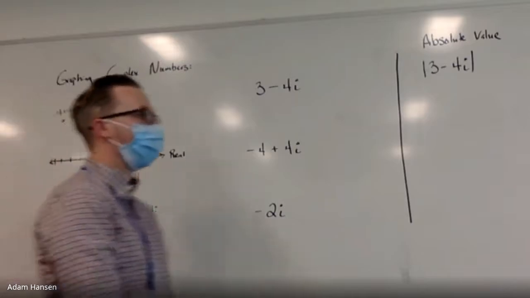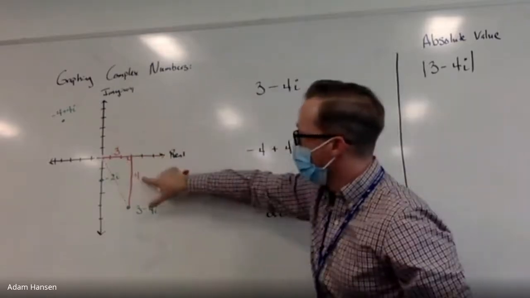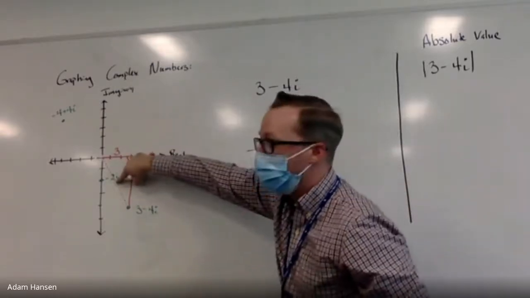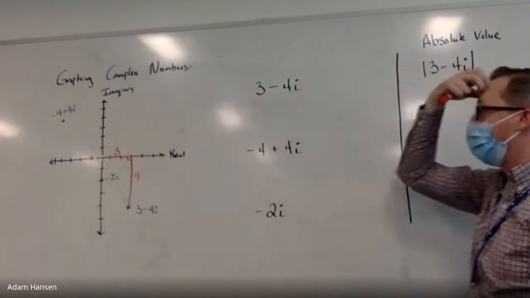A squared plus b squared equals c squared. What's that called? Pythagorean's theorem. A squared plus b squared equals c squared. C represents the hypotenuse, the longest side, opposite the right angle.